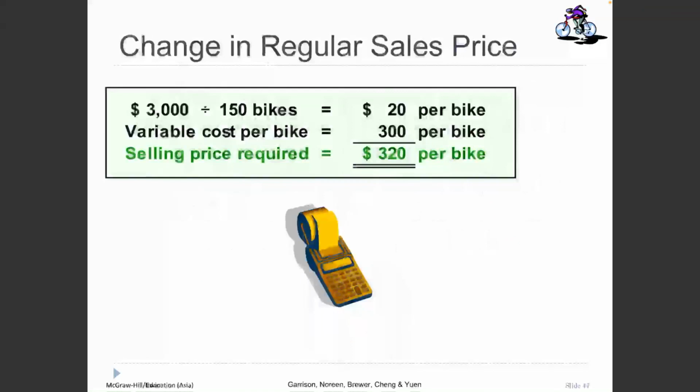All right, so 3,000, this is the target profit, divided by 150 bikes. So you will need to charge $20 more for the bike, because you want to get this profit. This is the profit that you want. So $20 per bike is the target profit per unit for each bike. And then you know the variable cost is $300 per bike. Therefore, the selling price required will be 320 per bike. Okay, so the selling price is 320, no longer 500.